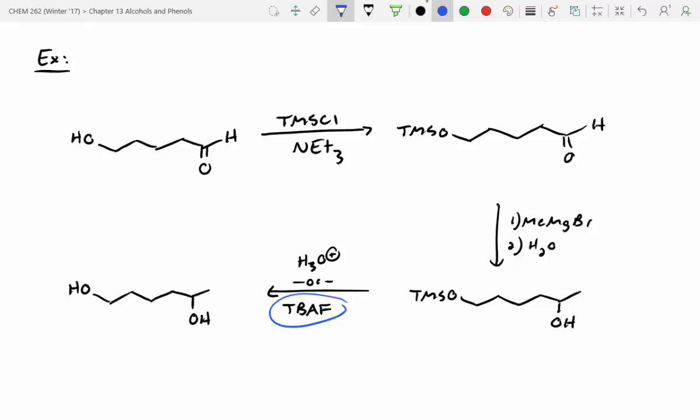So this will remove silyl protecting groups. There are actually entire books dedicated towards selecting the appropriate protecting group for your given molecule. We're only going to talk about TMS, so this is kind of our go-to protecting group. But occasionally, if you continue on in chemistry, you may see other protecting groups used.